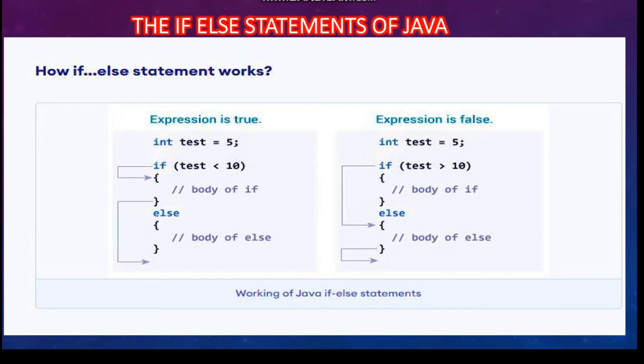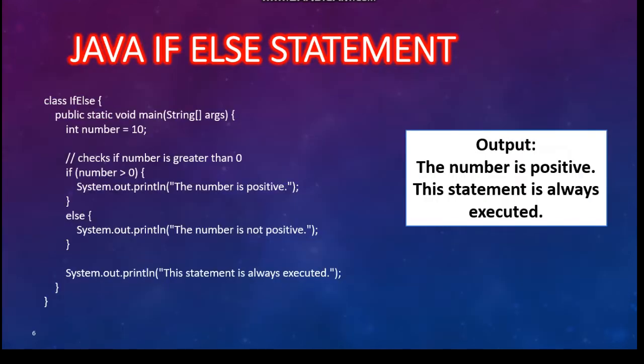Expression is false. Int test is equal to 5. If test is greater than 10, the first body should work, otherwise the second body should work. Here the mechanism is you will have two conditions, and you need to satisfy one of them, either the test value is greater than or lesser than. Let us go with an example.